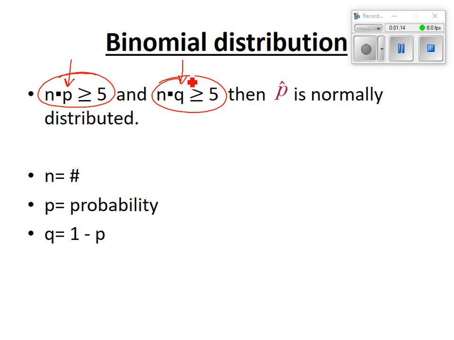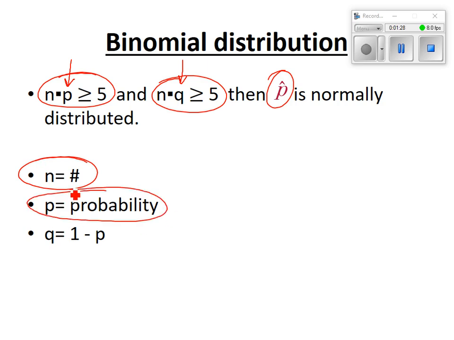And remember that we're using p hat. P hat is your proportion for your sample. Other things to remember: n is just the number in the sample, p is your probability or your proportion, and then q is always 1 minus p.